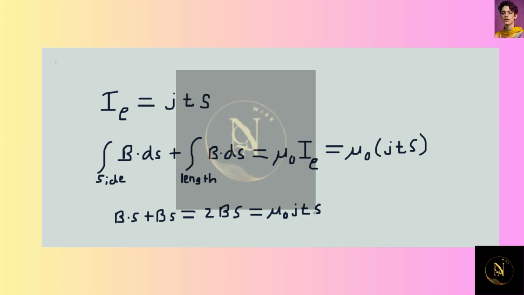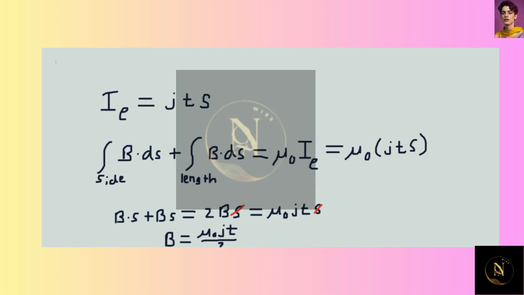Of course, the S's cancel. That's pretty easy to see. And we just want to solve for B. What we end up with is B is equal to mu naught times J times T divided by 2. So that would be the magnitude.